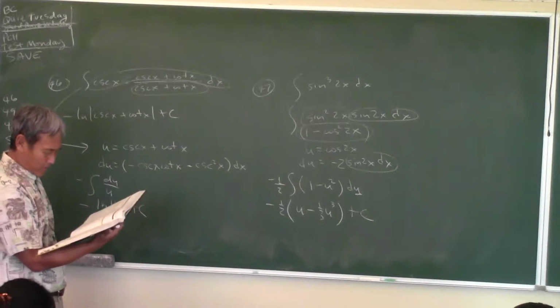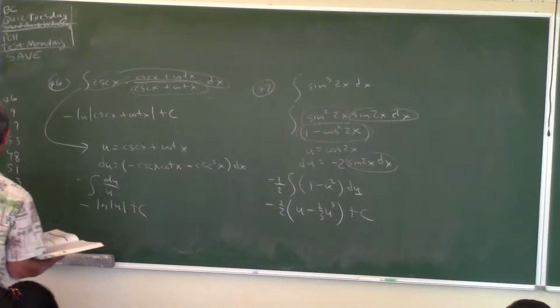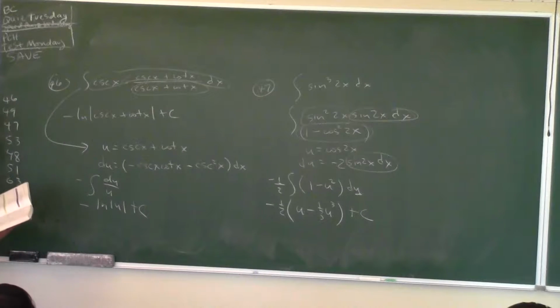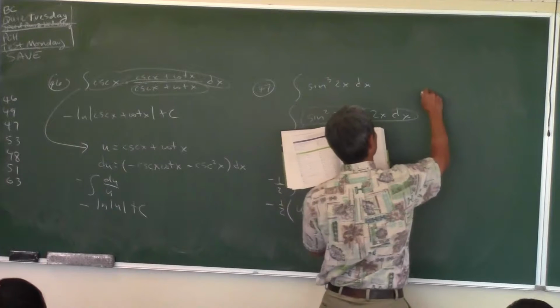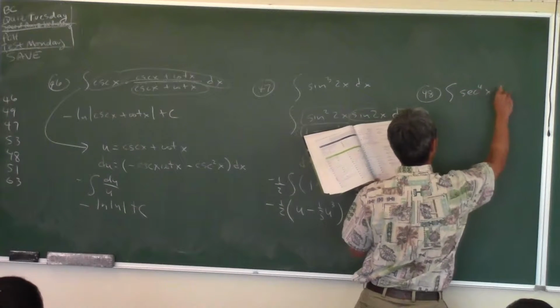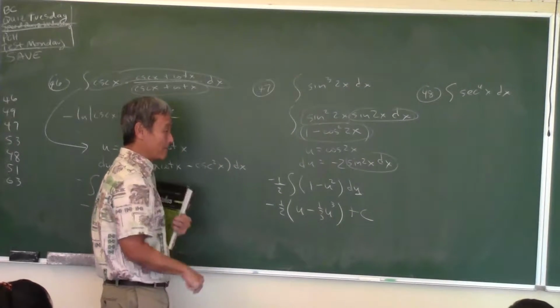Do they have a tangent one? There, right there. Do you wanna do 51? There's also 48 and 49. No, we're doing 48: the integral of secant to the fourth x dx. Now, you're not gonna get these hints on the test, people. These hints are for AB people.